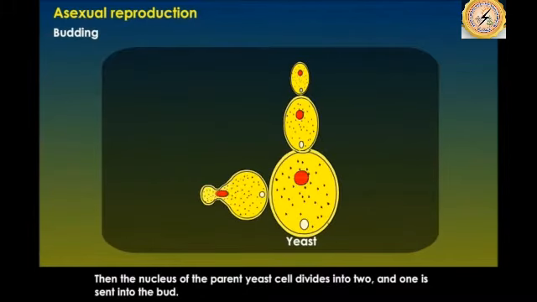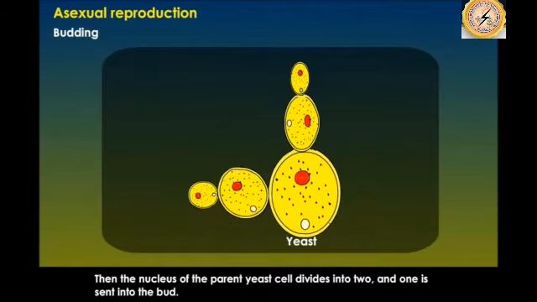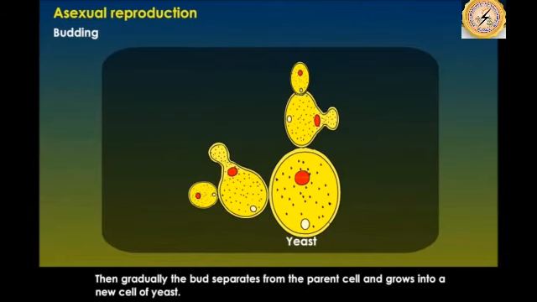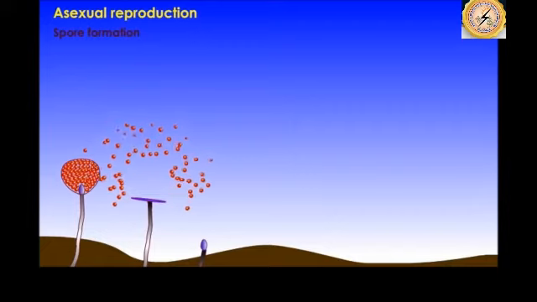Then the nucleus of the parent yeast cell divides into two and one is sent into the bud. So first the cytoplasm divides and then the nucleus. Then gradually the bud separates from the parent cell and grows into a new yeast cell. So it detaches and grows as a new yeast organism.